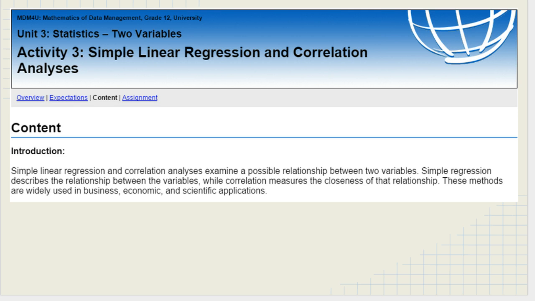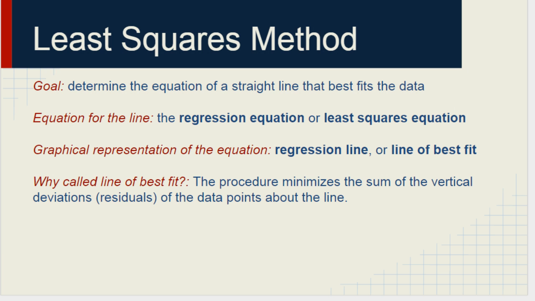In this lesson we're going to take a look at Unit 3, Activity 2, the simple linear regression and correlation analysis, and we're going to do the least squares method. You'll remember that simple linear regression is where we try to find relationships between two variables. We can use them in a whole range of disciplines like business, economics, science, you name it.